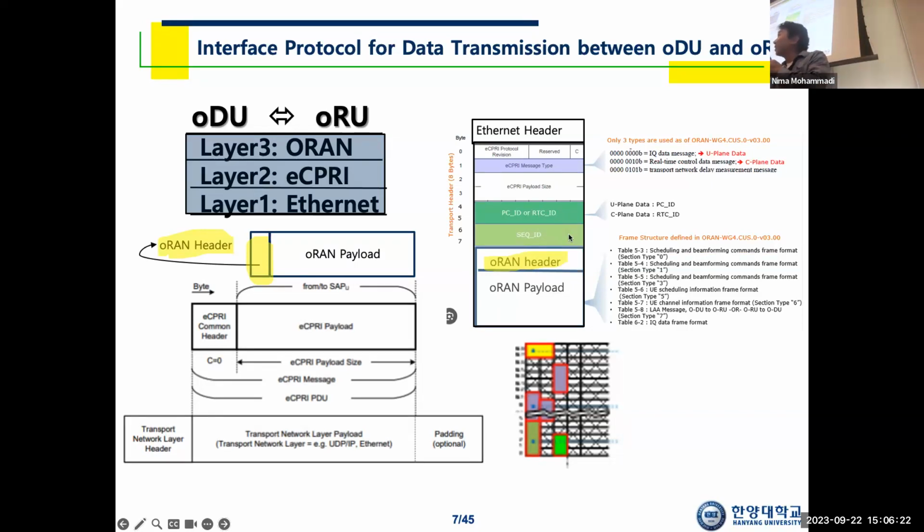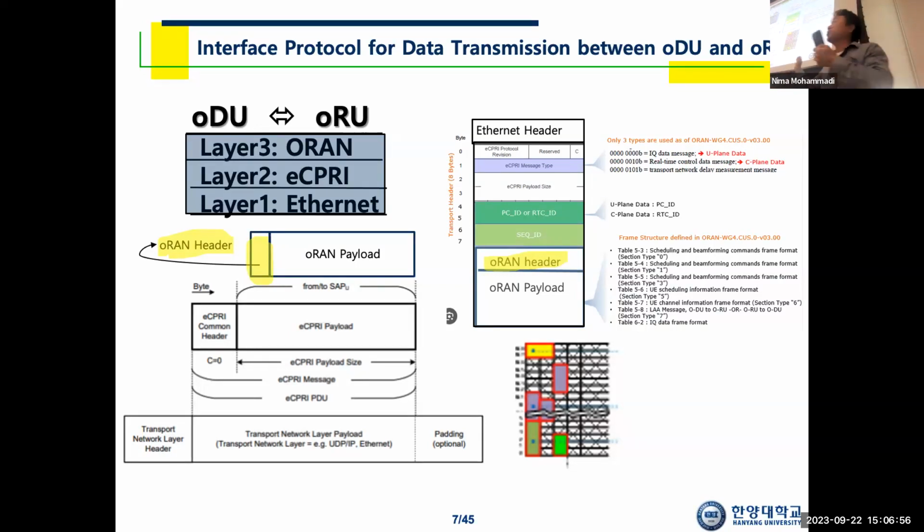Receiver must decode Ethernet header, and he knows, oh, this has been addressed to me. Then he decodes eCPRI header, then he knows whether he has received user plane data or C plane data. Then he decodes ORAN header, then he knows how to map the ORAN payload back to original OFDM sample values. Okay? So this is how C plane and user plane data are transmitted between ODU and ORU.